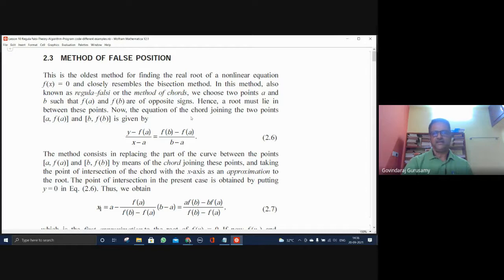Now the equation of the chord joining the 2 points A, f of A and B, f of B is given by this. This is very simple to understand because 2 points are given and you want to construct the equation of a straight line. This is nothing but the slope multiplied with x minus a, plus f of a, so you get y. There's nothing great here, and I think this is there in high school onwards: 2 points are given, how to find the equation of a line.